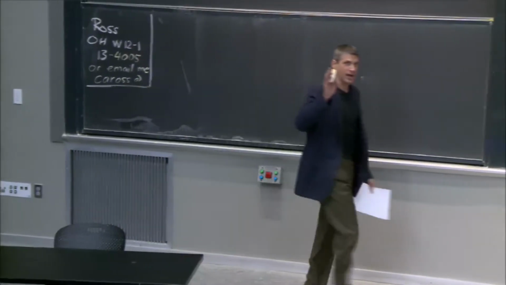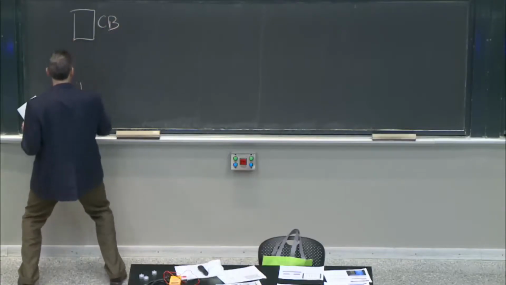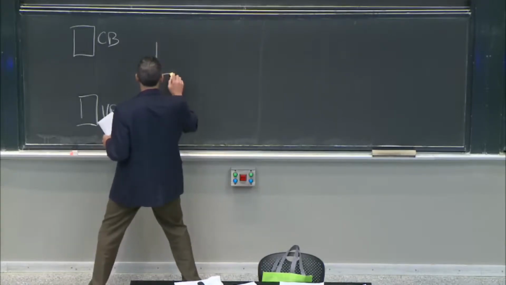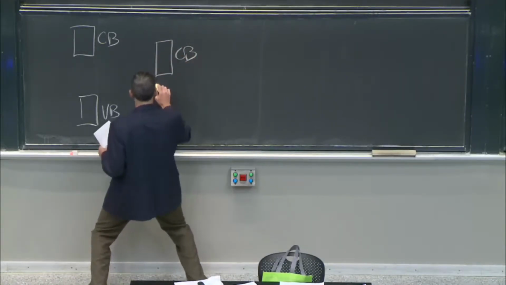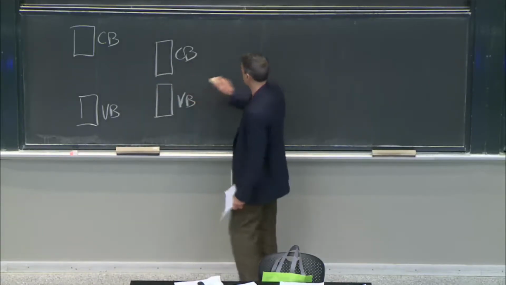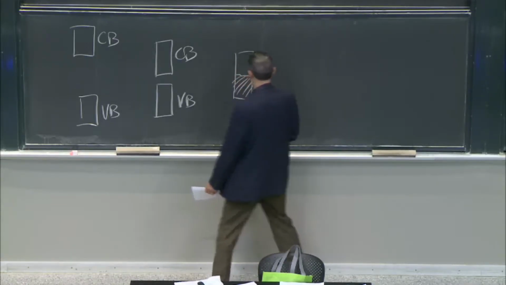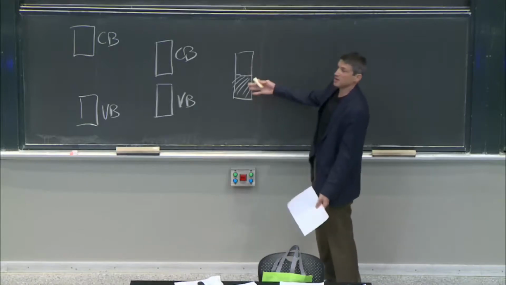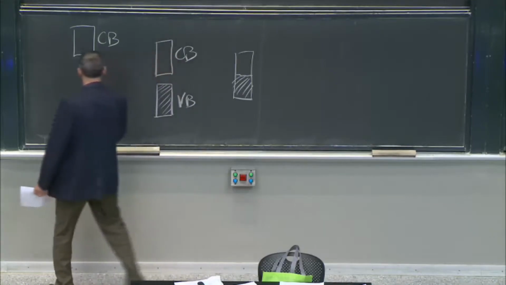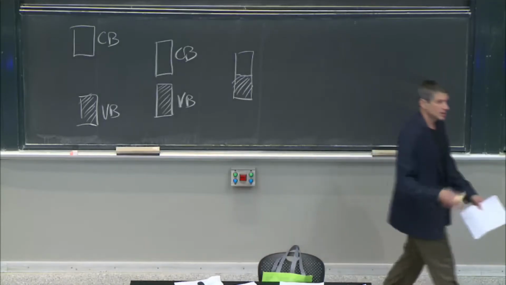Now on Monday, this is what we had. This was a conduction band, this was a valence band, and then we had a conduction band and a valence band that were a little bit closer together, and then we had this case where maybe it's filled up somewhere in the middle of a band. And remember, the valence band is filled with electrons, and the conduction band is not, in the simplest picture.